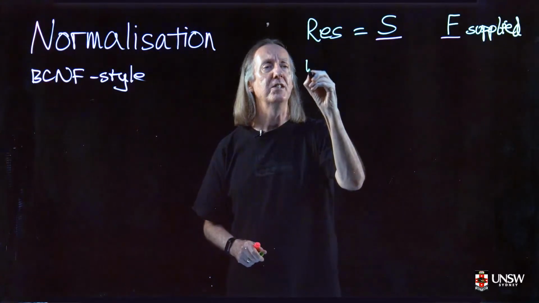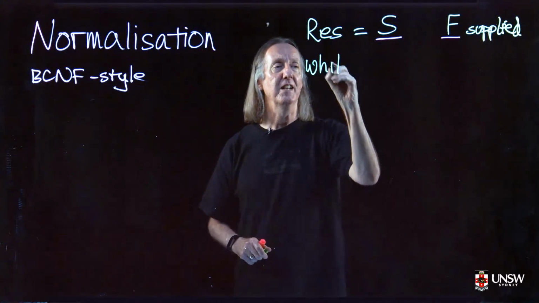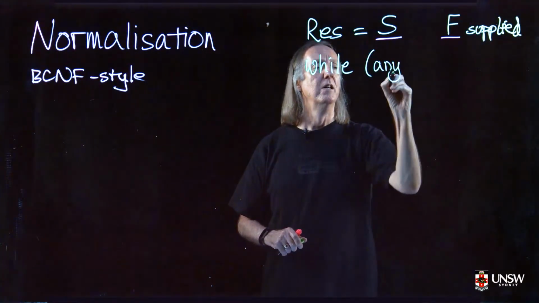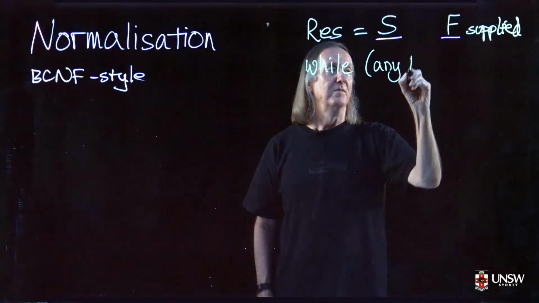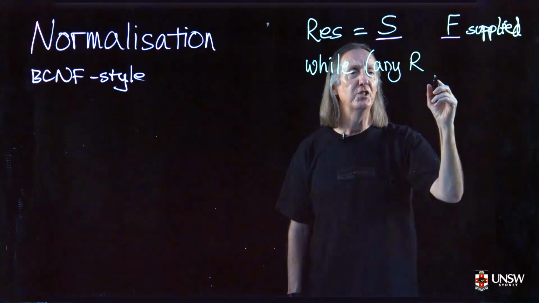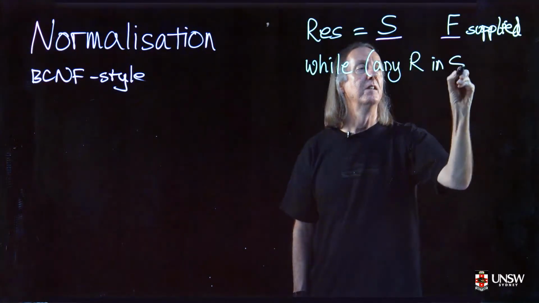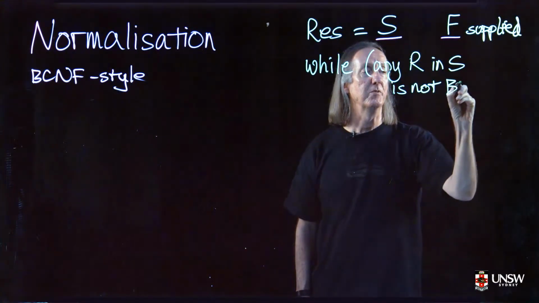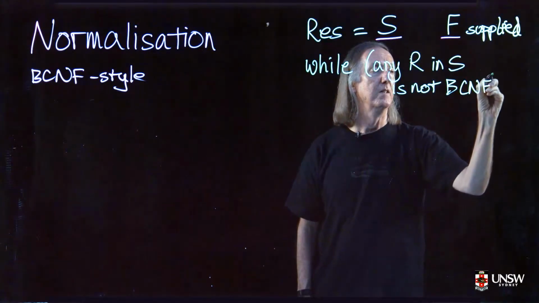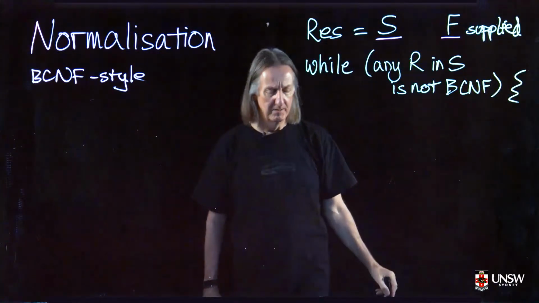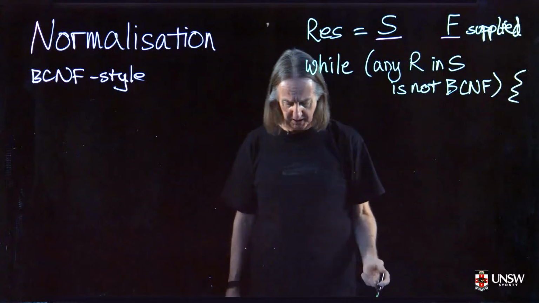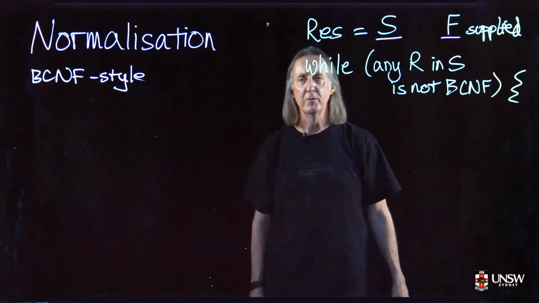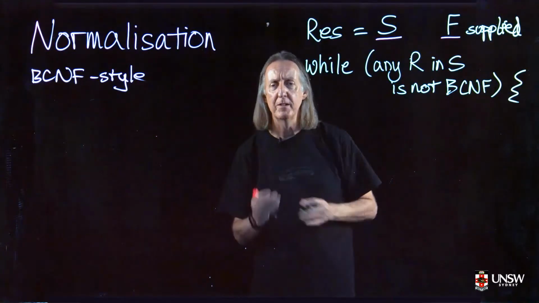All right, well, a schema is in BCNF if all of the tables in the schema are in BCNF themselves. So clearly our termination condition, or conversely our continuation condition, is: while any of the tables, let's call the tables R for relation, any R in S is not in BCNF, it means we've got some more work to do. So we have to do some kind of decomposition. Now, a lot of these decomposition algorithms, in fact, I think all of them, are non-deterministic, and at some point you have to make a choice.